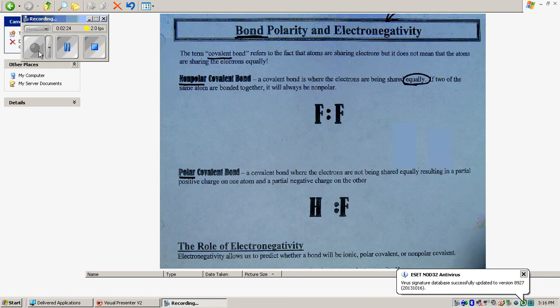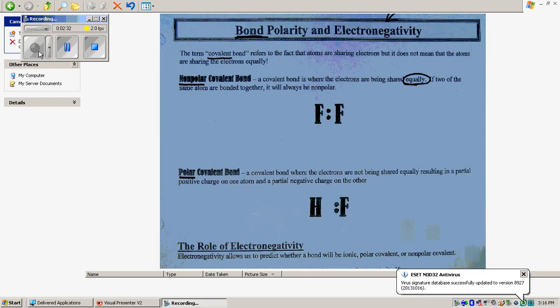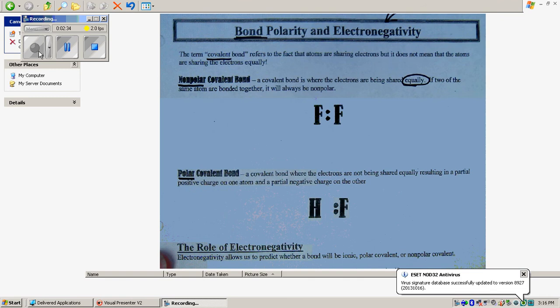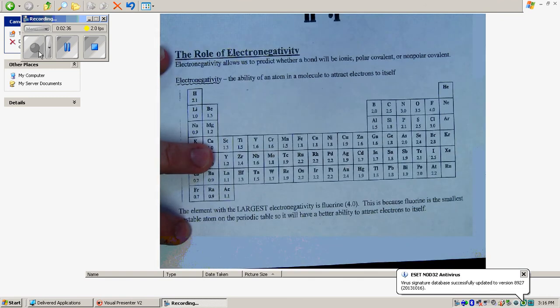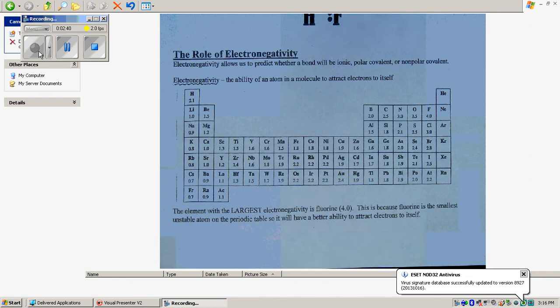What we actually use to determine whether or not our bond is polar or not, and again, this one we know is nonpolar because the atoms are the same, but we will end up using numbers. And the numbers we're going to use are these electronegativity values. So this table here is a table of what we call electronegativity. Let's jump down to that just for a second. We'll go back up to those examples up top.